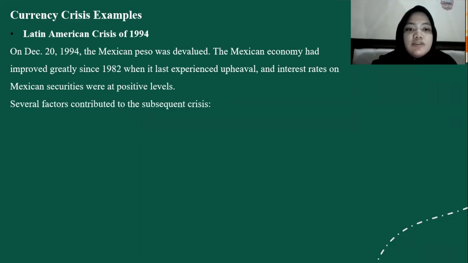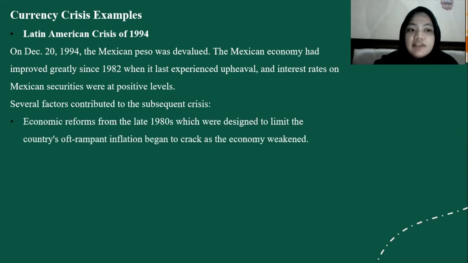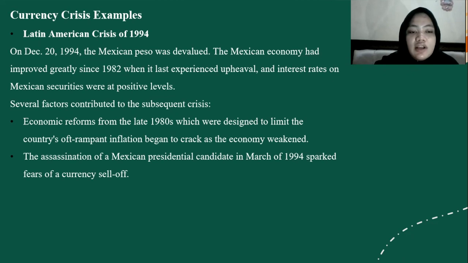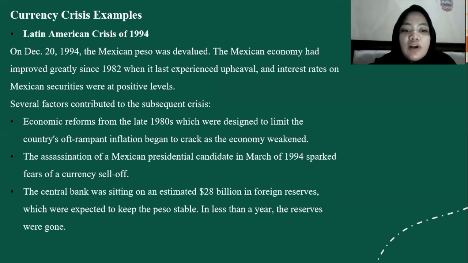Several factors contributed to the subsequent crisis. The first one is economic reforms from the late 1980s, which were designed to limit the country's rampant inflation, began to track as economic weakness. The second one is the assassination of a Mexican presidential candidate in March of 1994, which sparked fear of a currency sell-off. The last one is the central bank was sitting on an estimated 28 billion dollars in foreign reserves, which were expected to keep the peso stable. In less than a year, the reserves were gone.